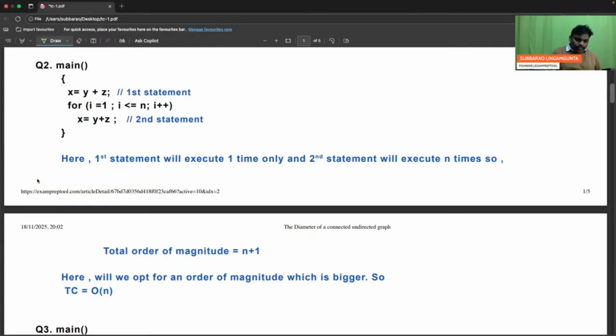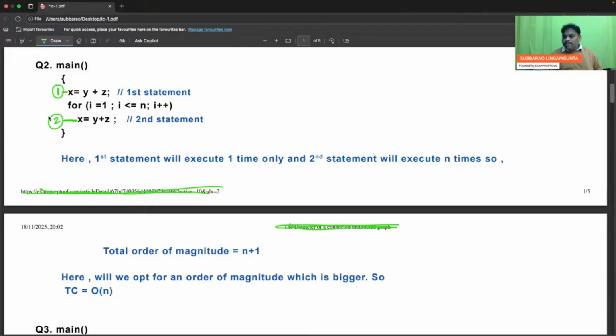Careful, understand everyone. Problem number 2. See this one. If you want to find out time complexity of this program, first of all, give numbers to the statements. First of all, find out how many statements are there. This is statement number 1. It is statement number 2. This problem contains 2 statements.